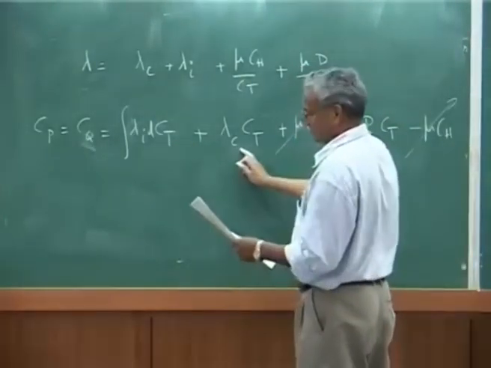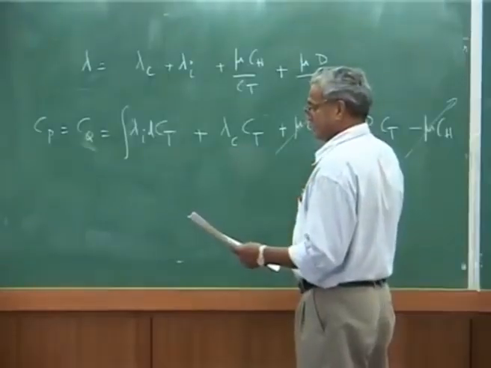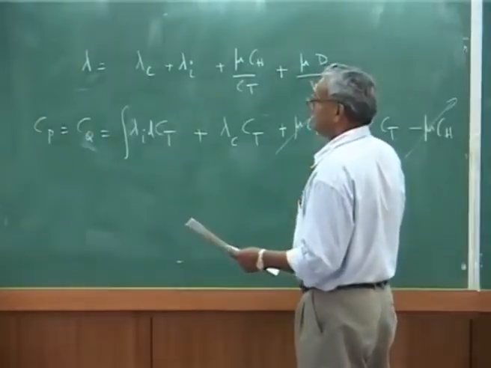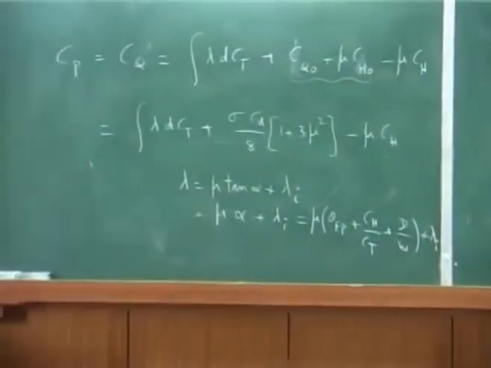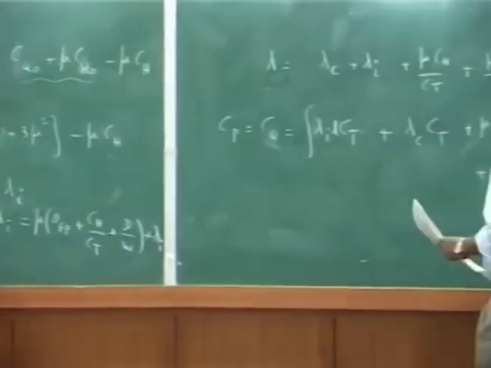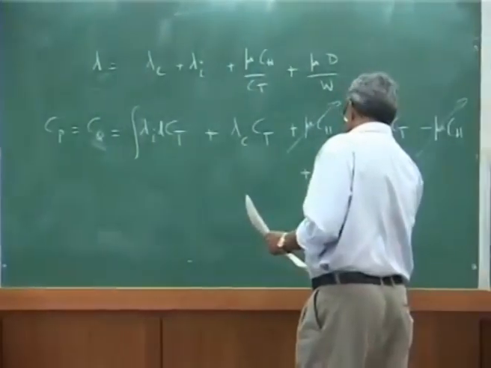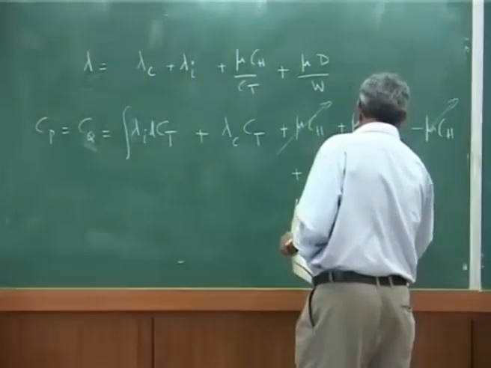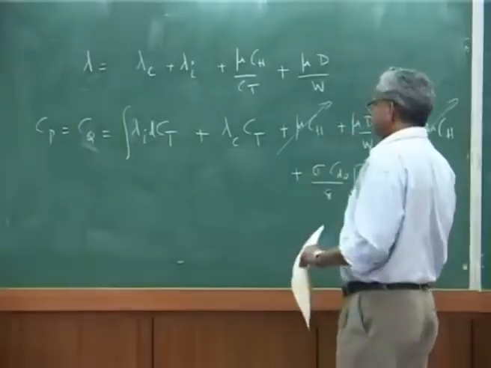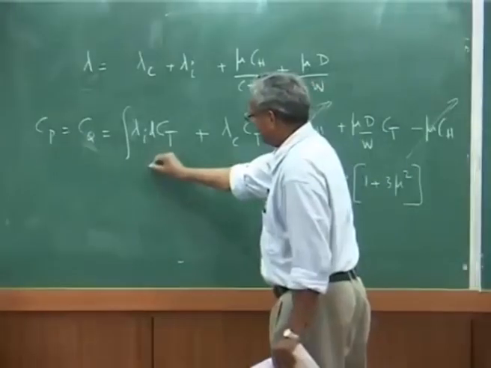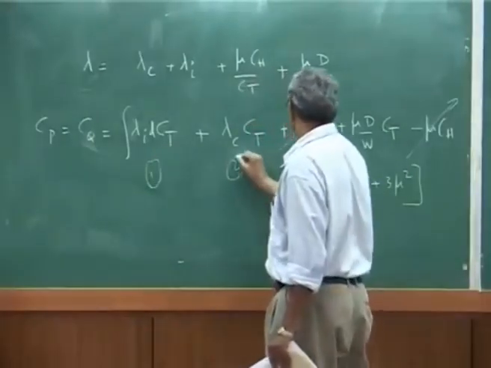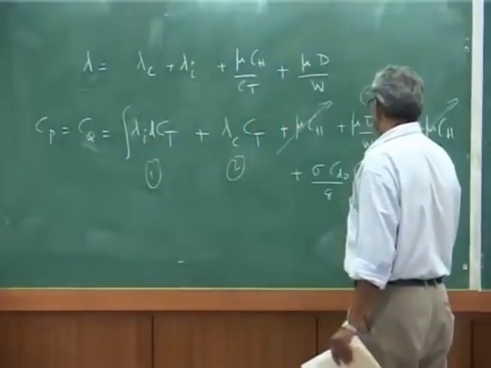1, 2, 3, and then where is that? This is the another term, that is plus sigma C d naught over 8 into 1 plus 3 mu square. So, I have 4 terms, 1, 2, 3 and 4.